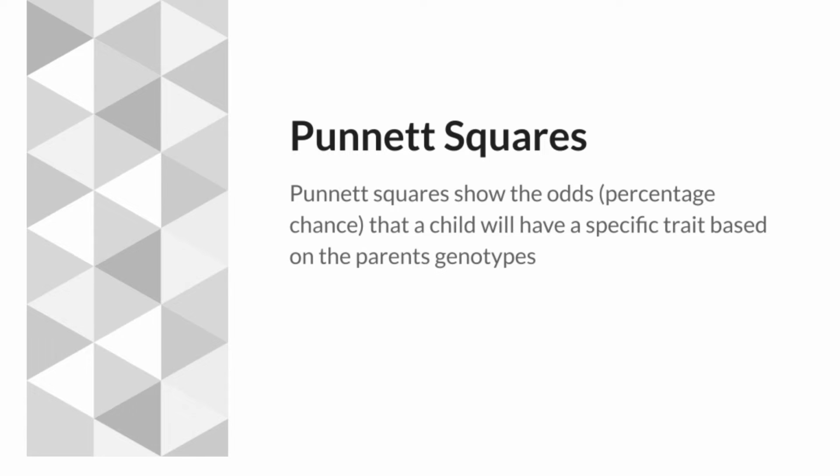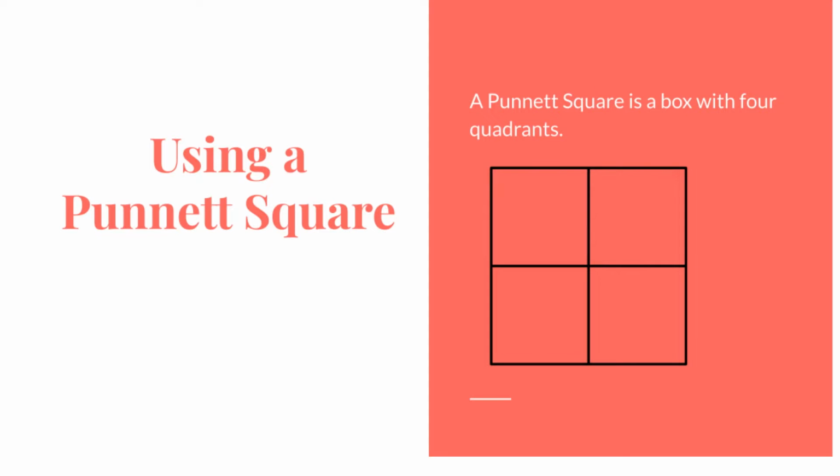As I mentioned before, Punnett squares show the odds, that percentage chance, that a child or offspring will have a specific trait based on the parents' genotypes. And that means the mother's genotype and the father's genotype. We're going to go through how we can uncover those odds for the next few slides. The first step here is to draw the Punnett square.